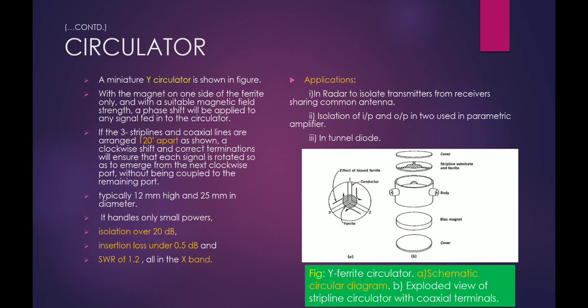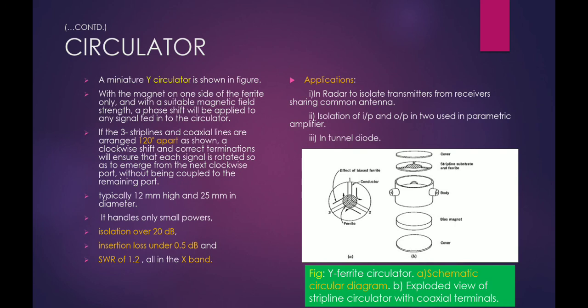Typically, the typical dimension is 12 mm height and 25 mm in diameter. So it can handle only small powers. Isolation of the circulator could be 20 dB. Insertion loss is of the order of 0.5 dB and standing wave ratio of 1.2. All these parameters are for the X band. So for a different band of microwave frequency, different values could be there.